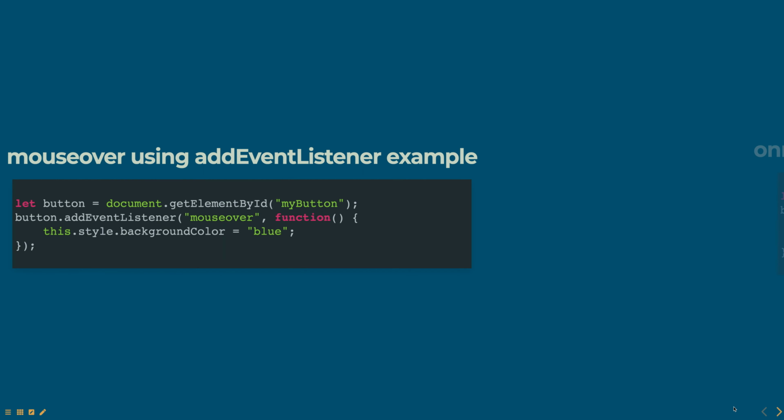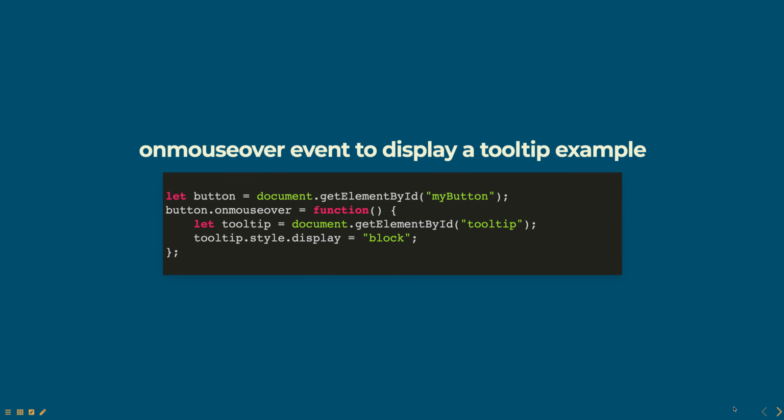You can also use the onmouseover event to display a tooltip when the mouse pointer moves over an element. In this example, the onmouseover event is attached to the button element with the ID myButton using the onmouseover property. When the mouse pointer moves over the button, the function inside the onmouseover event will be called and will change the display property of the tooltip to block, and it will be shown.